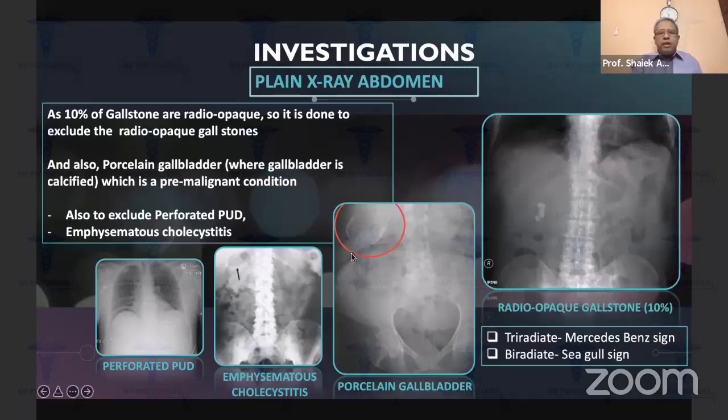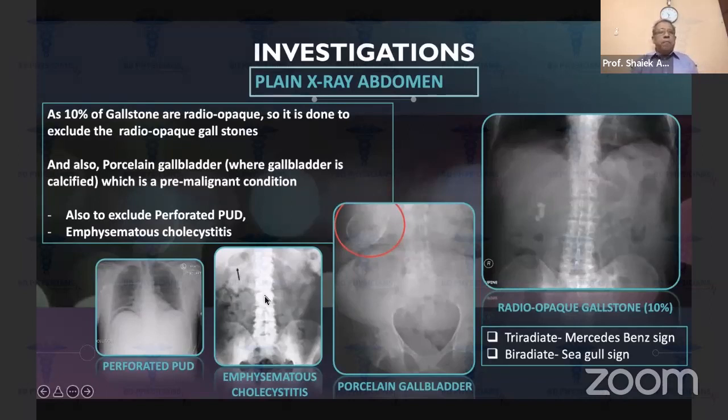But whenever you look at this picture, there is an axial appearance there. Only the wall is calcified and the shape is globular. That indicates it is the porcelain gallbladder. That means the gallbladder wall has become calcified. It is a precancerous condition. There are no stones inside the lumen, but the wall is calcified. By doing an X-ray, we can evaluate that the patient has a porcelain gallbladder. And the best investigation is CT scan. If you do the CT scan, you can very clearly delineate the structures and identify it.